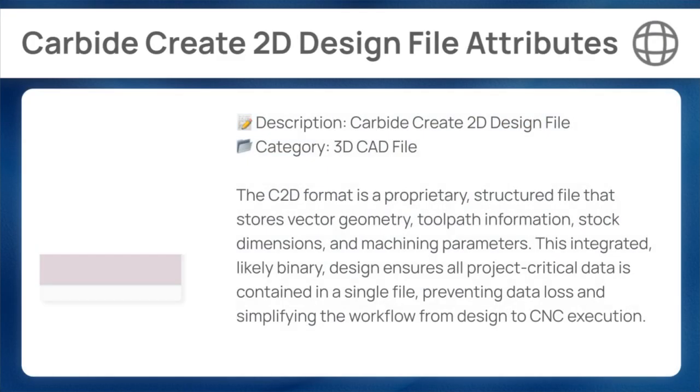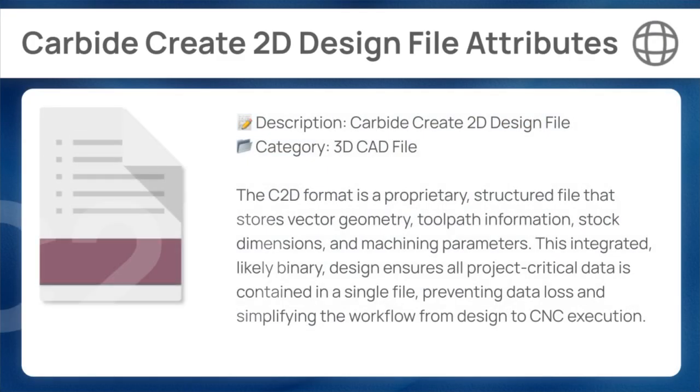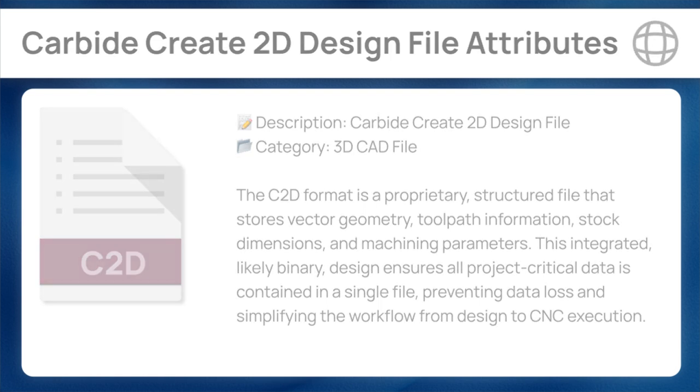The C2D format is a proprietary structured file that stores vector geometry, toolpath information, stock dimensions, and machining parameters. This integrated, likely binary, design ensures all project-critical data is contained in a single file, preventing data loss and simplifying the workflow from design to CNC execution.